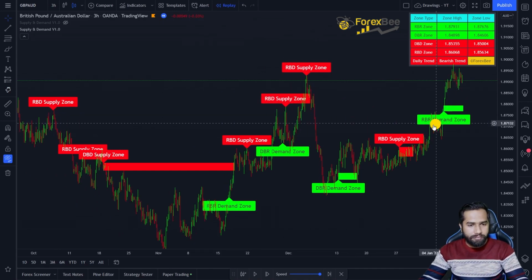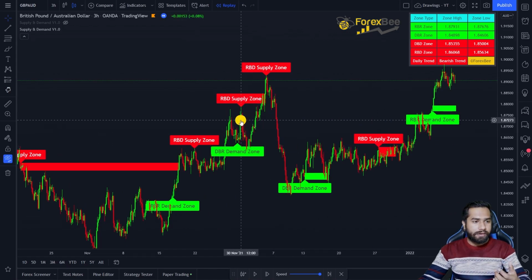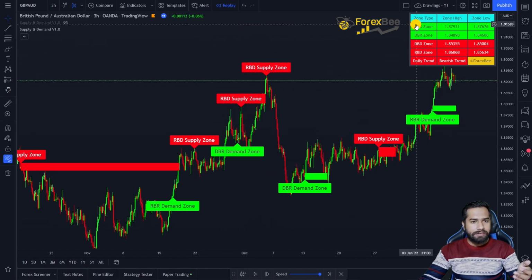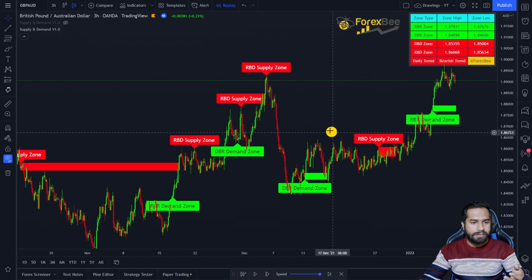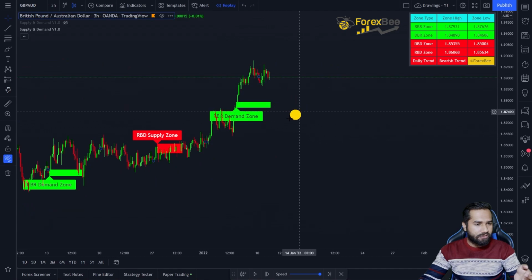So here you can see I have applied the supply and demand indicator, and let's talk about these one by one. These labels represent where the zones are. Whenever the indicator detects any zone, it will draw a label on that. And here you can see the table. We're going to talk about this as well, what information this table contains. And then here you can see the indicator drawing the supply and demand zones in real time.